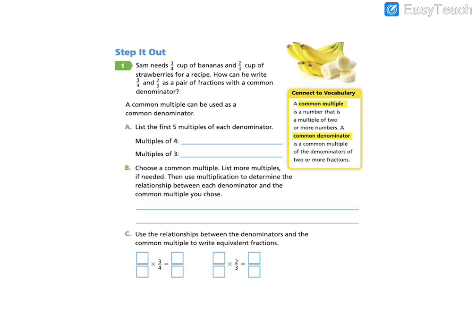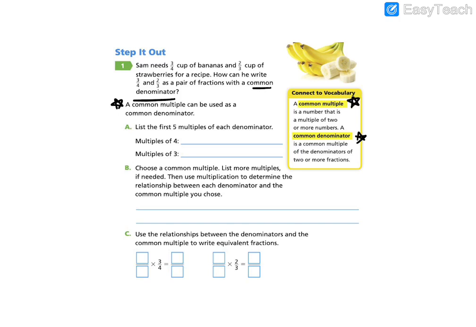All right, let's look at number 1. Sam needs 3/4 cup of bananas and 2/3 cup of strawberries for a recipe. How can he write 3/4 and 2/3 as a pair of fractions with a common denominator? Okay, so let's pop down right here. A common denominator is a common multiple of the denominators of two or more fractions. In order to find a common denominator, we need to find a common multiple.